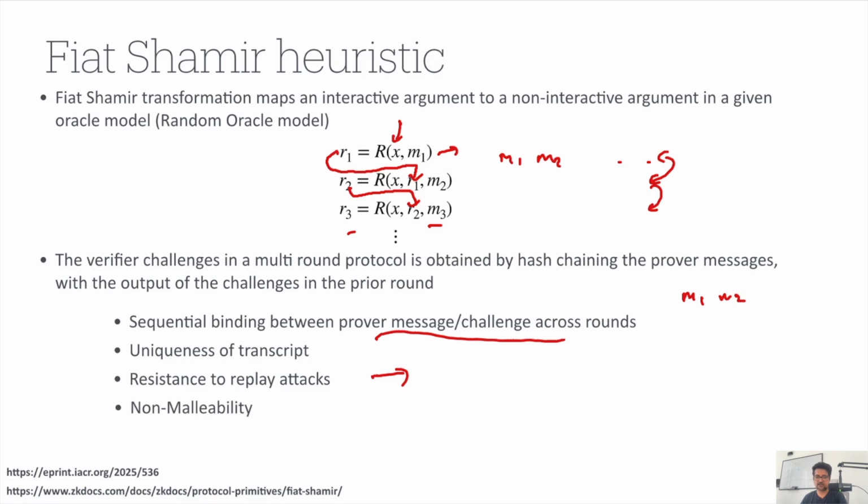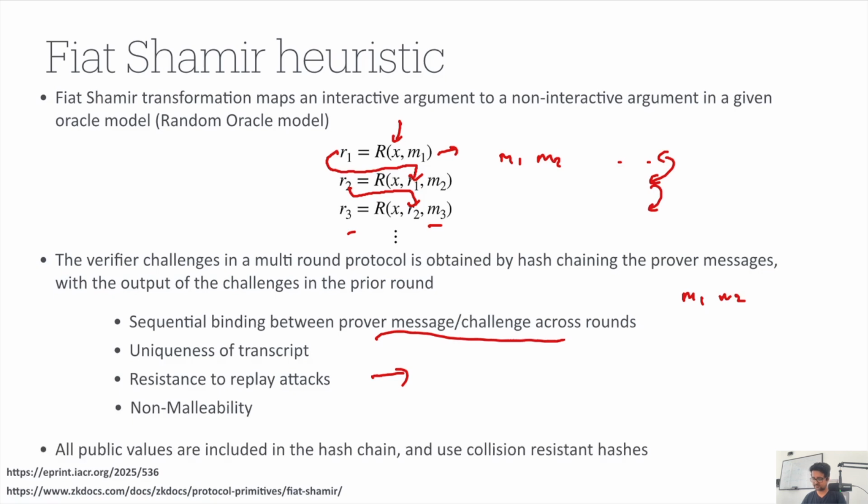Finally, you also need it to be non-malleable. Which means that somebody cannot take a valid Fiat-Shamir transcript and transform it into another valid proof of some related statement. So it must be tied and bound to a given protocol and cannot be used somewhere else by just taking a valid Fiat-Shamir proof and doing something to it.